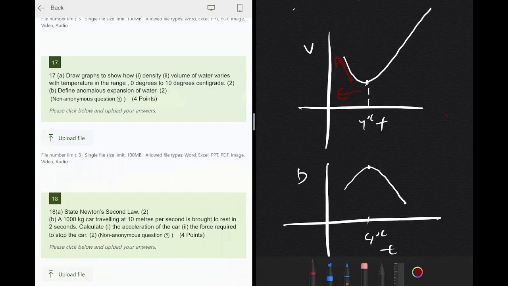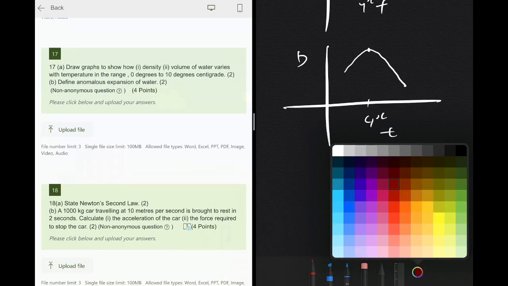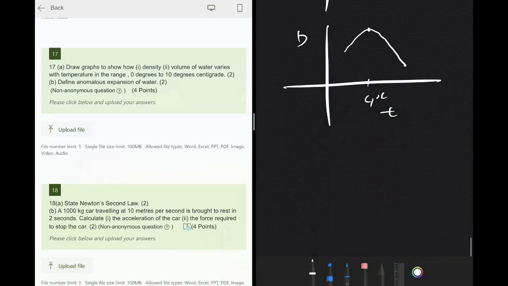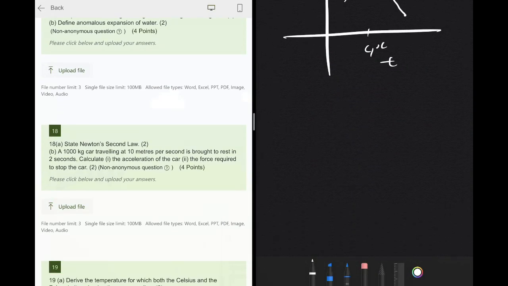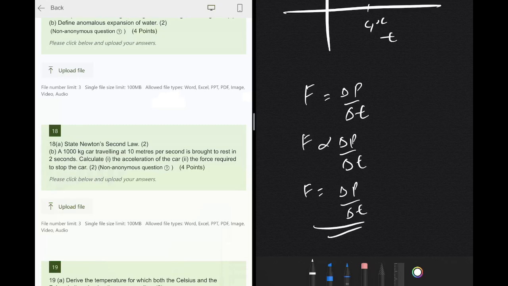Now state Newton's second law. So Newton's second law is the rate of change of momentum is directly proportional to the force applied and takes place in the direction of the force. So you could have just written this also. Newton's second law: change in momentum upon time. So this is the rate of change of momentum is proportional to the force. So proportional to the force, but in SI unit the constant of proportionality is 1. So we have this. This is Newton's second law.